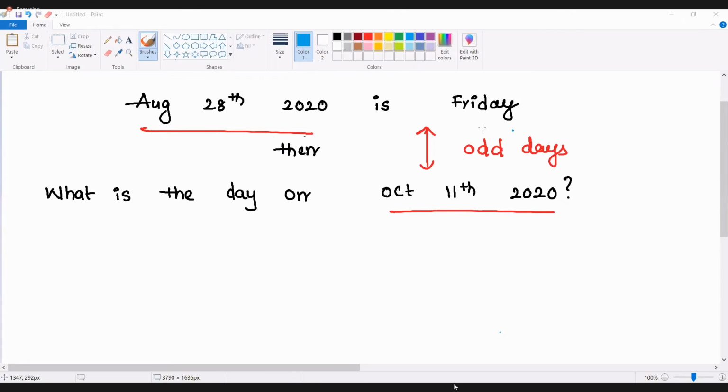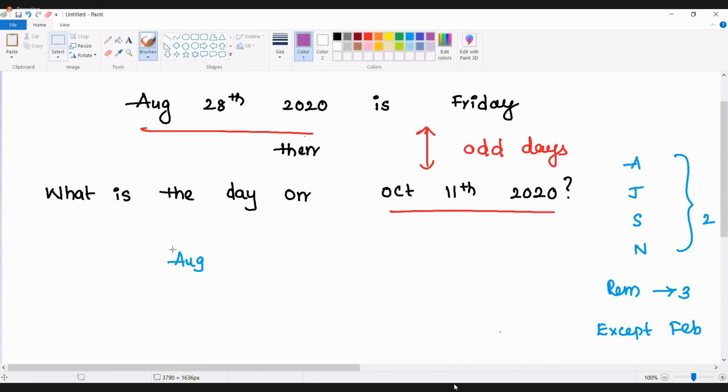Okay, fine. Now, to find the number of odd days in this gap, remember the previous statement: April, June, September and November will have 2 odd days. The remaining months will have 3 odd days, except February. This is a statement we already covered previously. Now try to understand how we can proceed with solving the question. August 28th is Friday, that is the data.